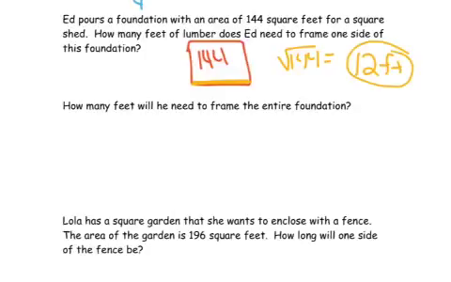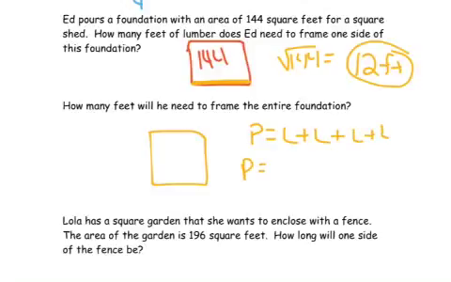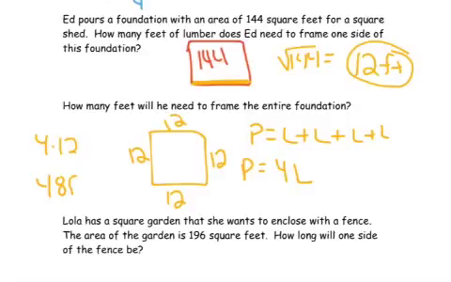Next question, how many feet will he need to frame the entire foundation? Well, this is basically asking you for the perimeter. Remember, for perimeter, you can just add up all of your sides or all of your lengths, or another way to do it is to do 4 times your length or 4 times your side. So if we know one side is 12, since this is a square, all sides are 12. So if I add it all together, or if I do 4 times 12, I will get 48 feet.